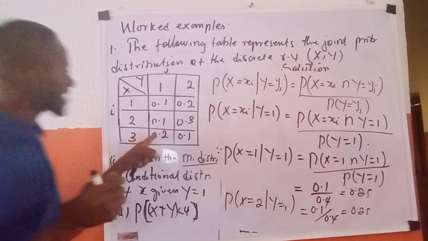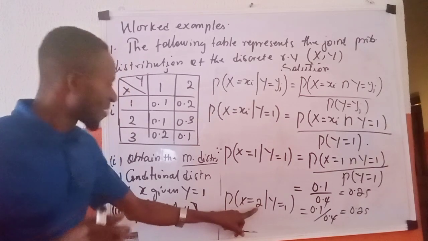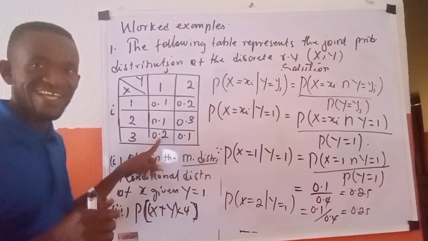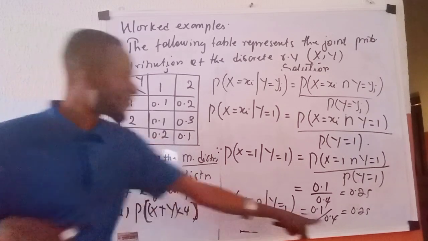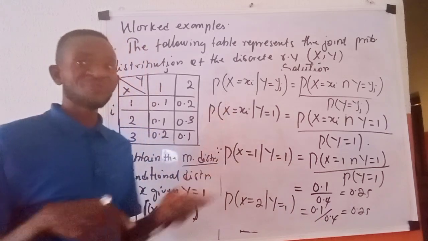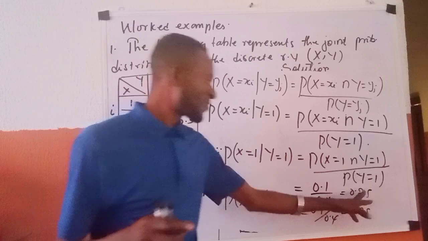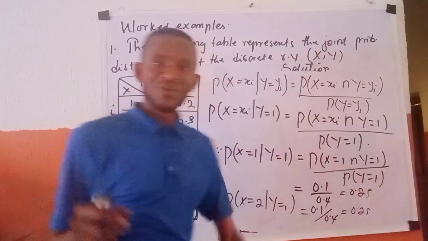Then you now come to the last one. So here X is now going to be 3. So when X becomes 3, given that Y equals 1, you should be here, and that will give you 0.2. And then 0.2 all over 0.4 will give you 0.5. Okay? So, if you sum 0.25 plus 0.25 plus 0.5, you arrive at 1.